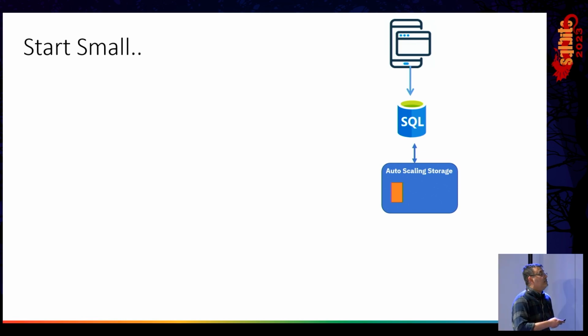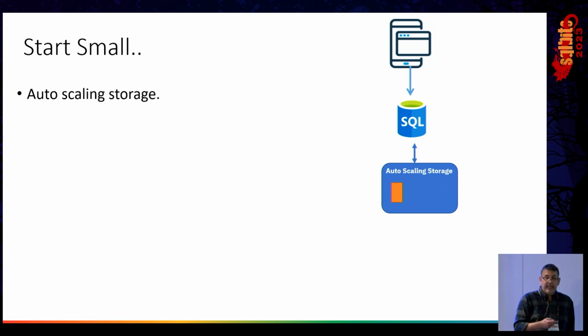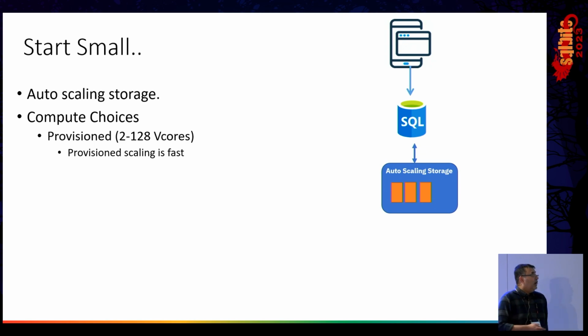You can always start small. We have auto-scaling storage, so we start with a 10 gig database, and as you need, the 10 gig grows to 20 gigs, and so on and so forth. So we have auto-scaling storage that grows as you use it. Then you have compute choices being provisioned, which allows you to scale from 2 to 128 vCores. Provisioned scaling is pretty fast. So in a minute, you've scaled up, and downtime is in the 10-second time frame. With retry logic in your app, you won't even realize a disconnect.